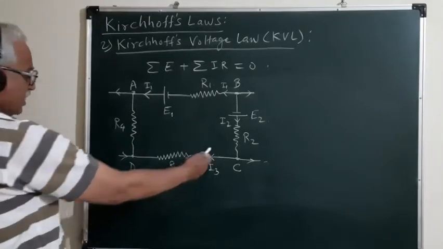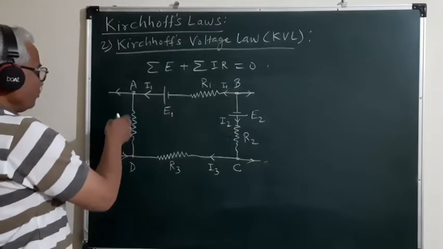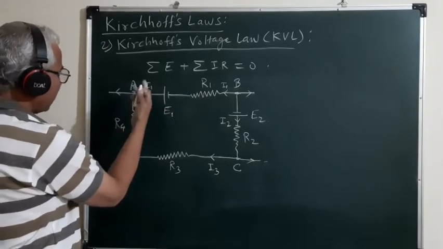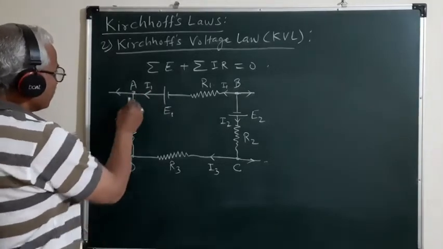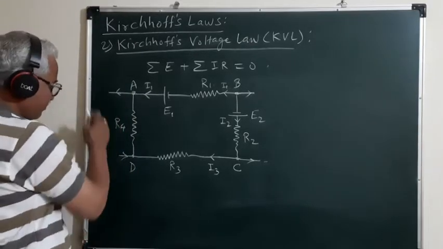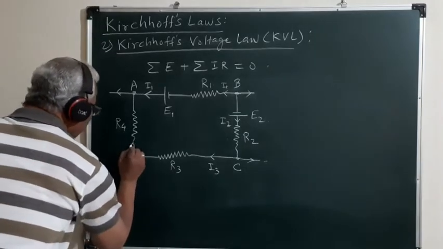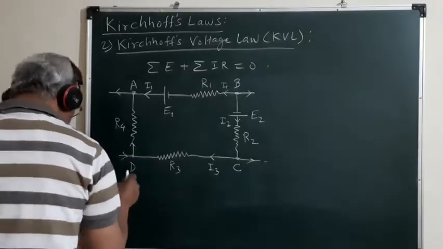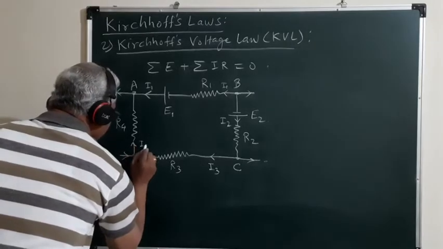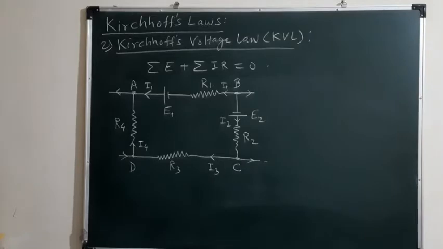And whatever current I3 arrives at the junction D, all that current may not flow through R4, but part of the current will branch through junction A in this branch or in this branch. So let us say I4 is the current flowing through this resistance R4.